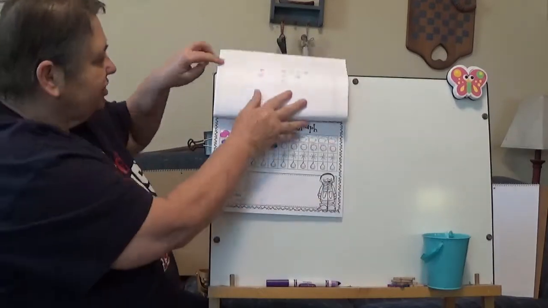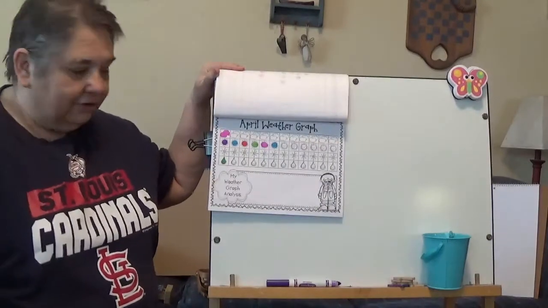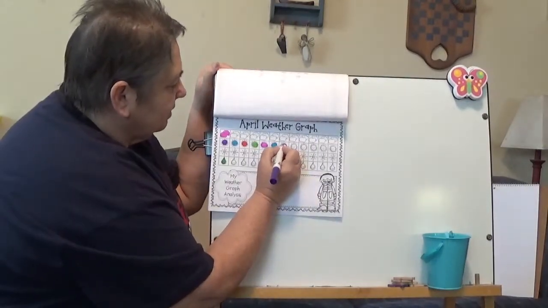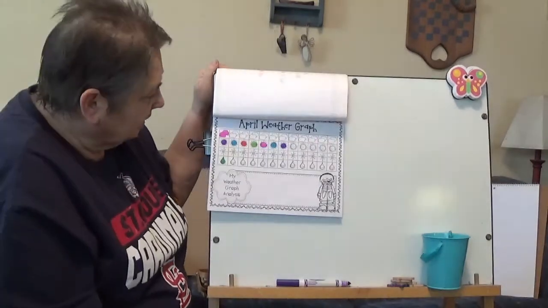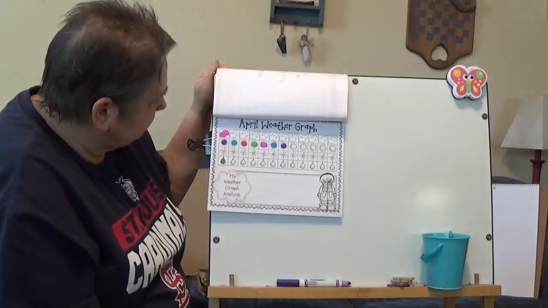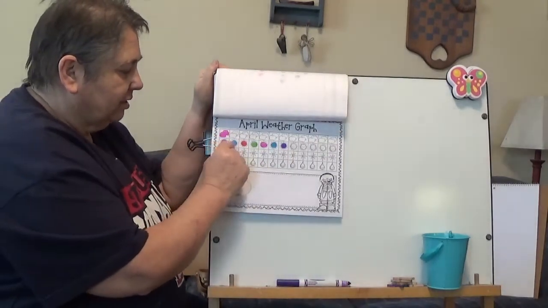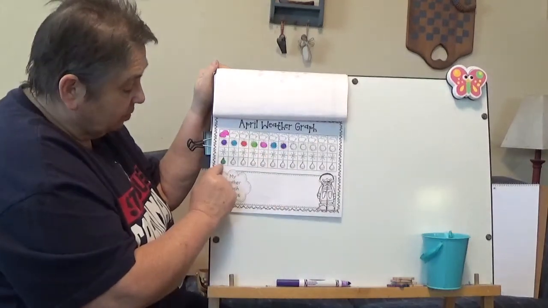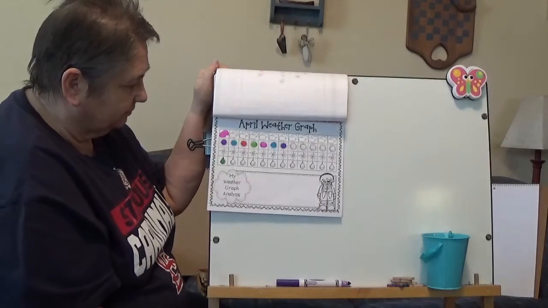So let's turn the page to our April weather graph. And today, here in Heron, it is sunny outside. So I'm going to fill in a sunny. You can look at my graph, and you can see that I have one cloudy, 1, 2, 3, 4, 5, 6, 7 sunnies, and one rainy. We have had a very sunny month so far in April.